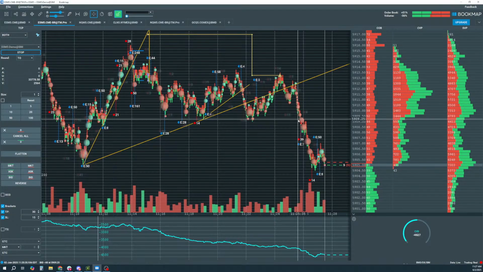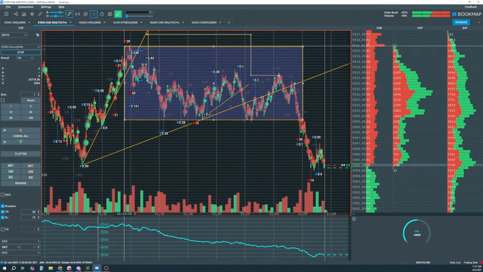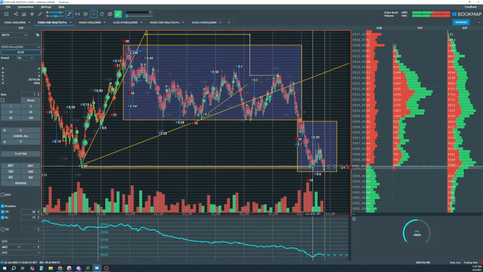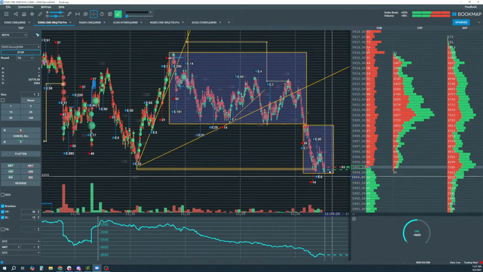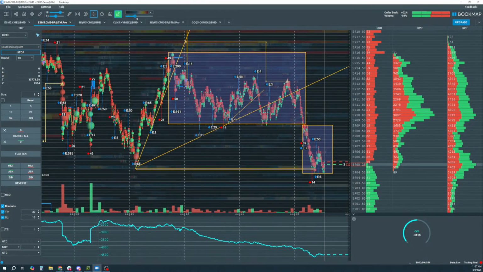Okay, so now we have a new range. You have a range here, we have a range here, because of this swing here. Now the question is, are sellers willing to take it down below that one? Okay, let's turn our heat map back on.